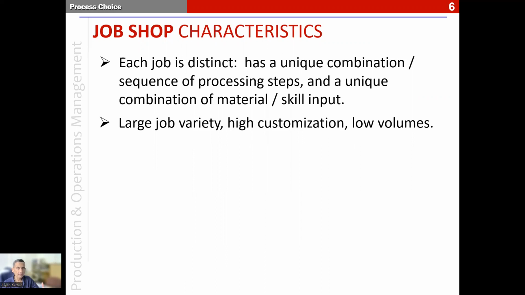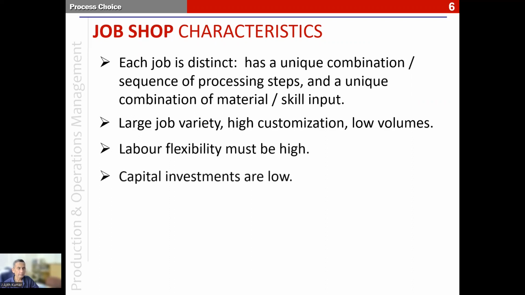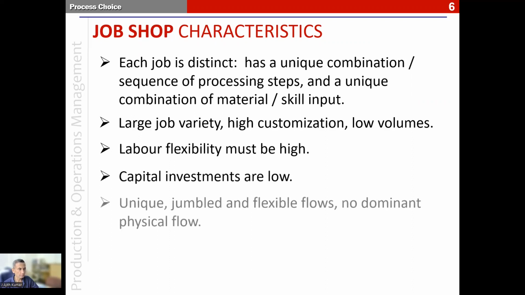So for example, job A, the customer may require 10 pieces of that item. Job B, the customer may require 6 pieces. Job C, the customer may require 15 pieces. So rarely in a job shop situation, the customer will come with an order for 1,000 pieces or 3,000 pieces. It would be in small numbers. The labor flexibility is high. Capital investments are relatively low.